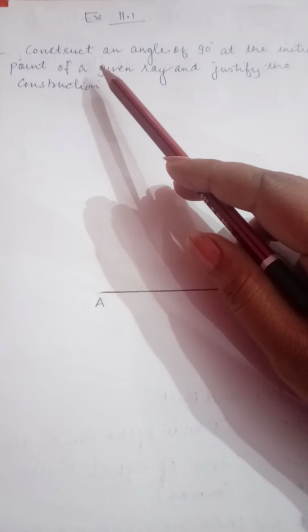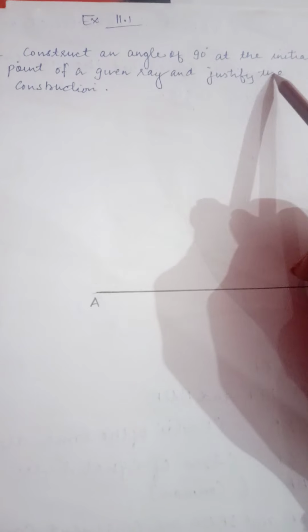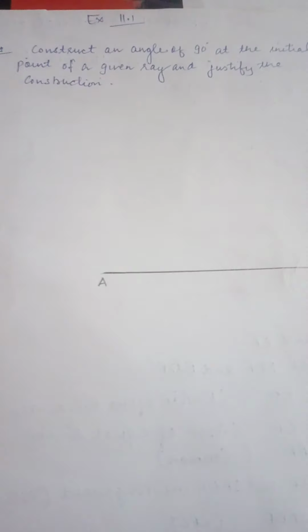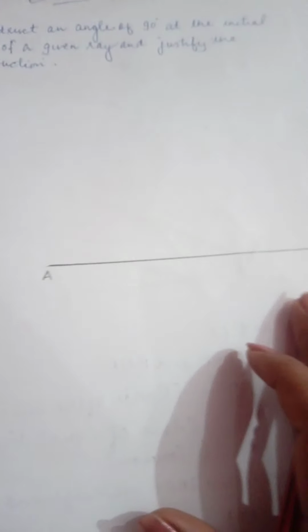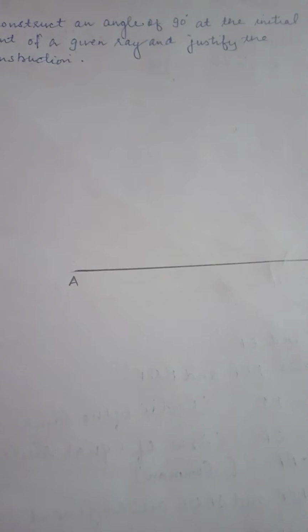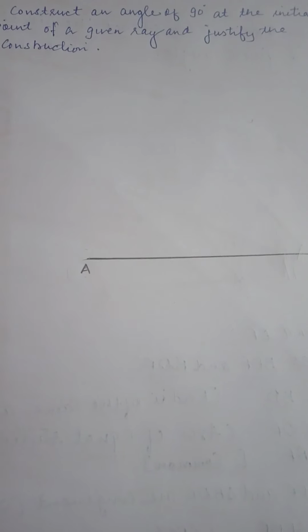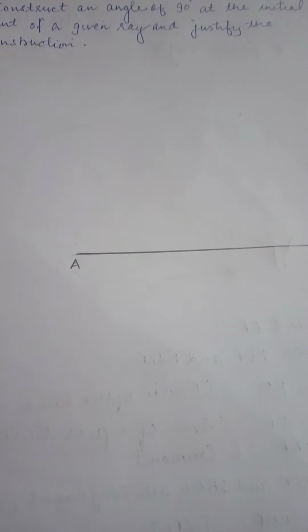As the question says, construct an angle of 90 degrees at the initial point of a given ray. Initial means the starting point of the ray, and we have to justify the construction. So let us start. We have one line, which we have considered as AB. Let me explain the steps verbally, then we will do it with the practical work. Everybody knows how to construct an angle of 90 degrees.